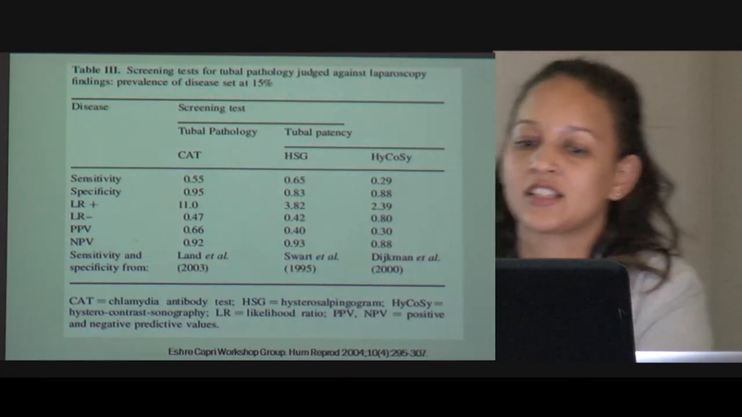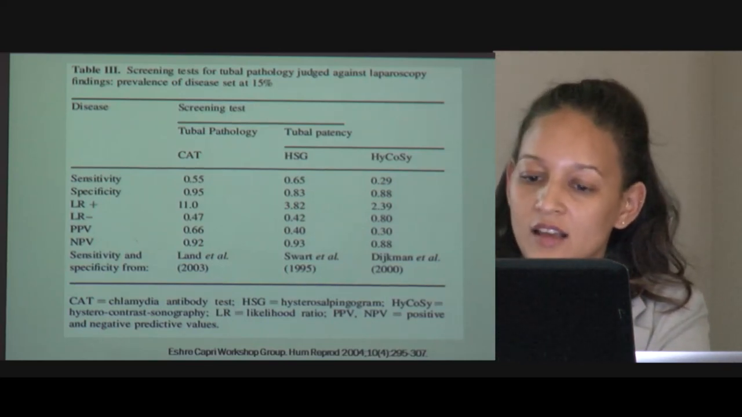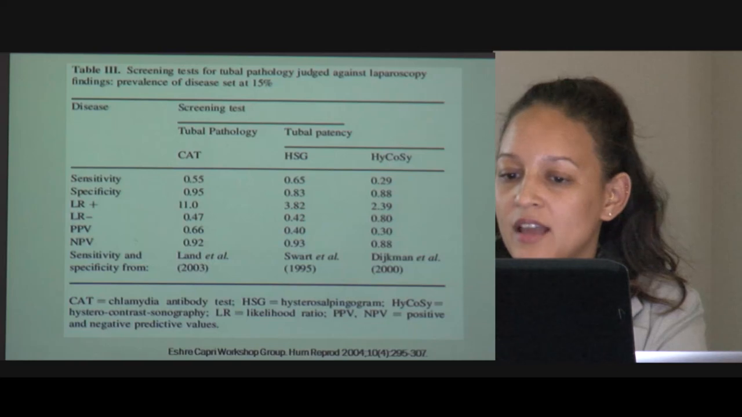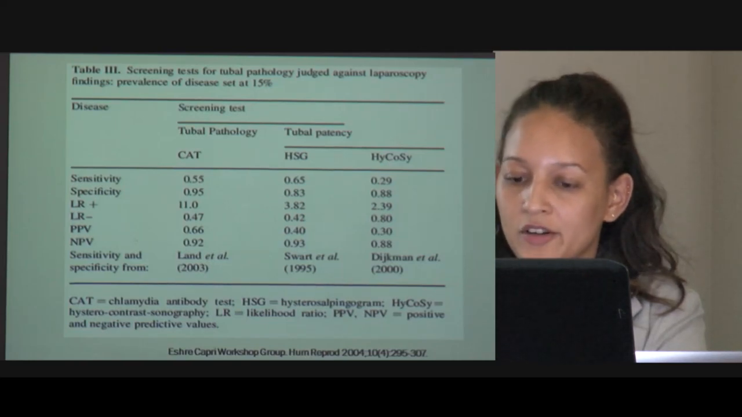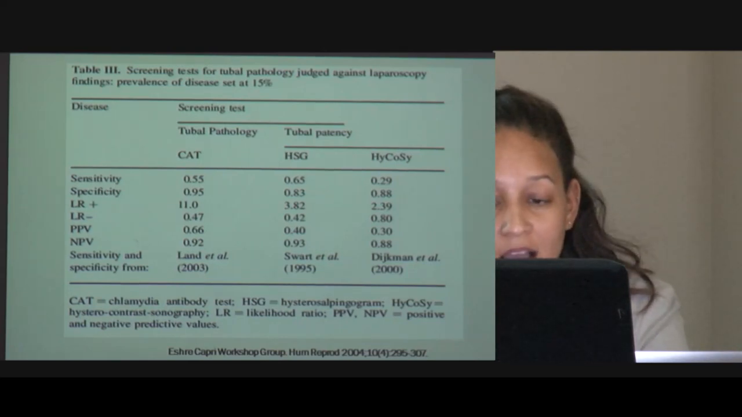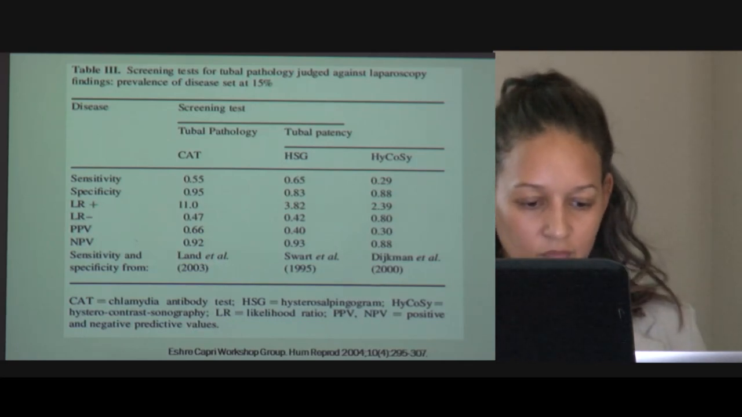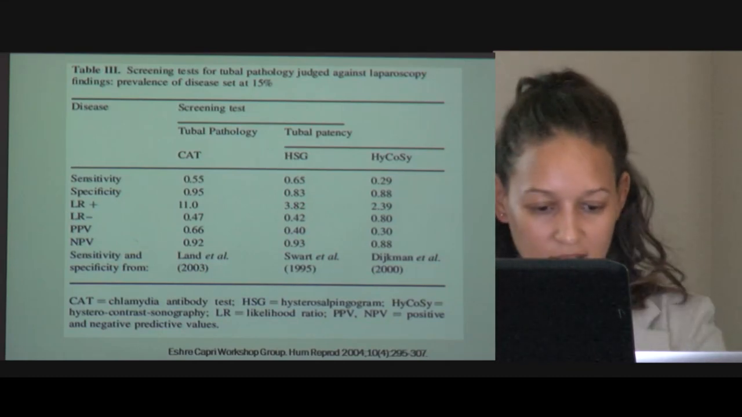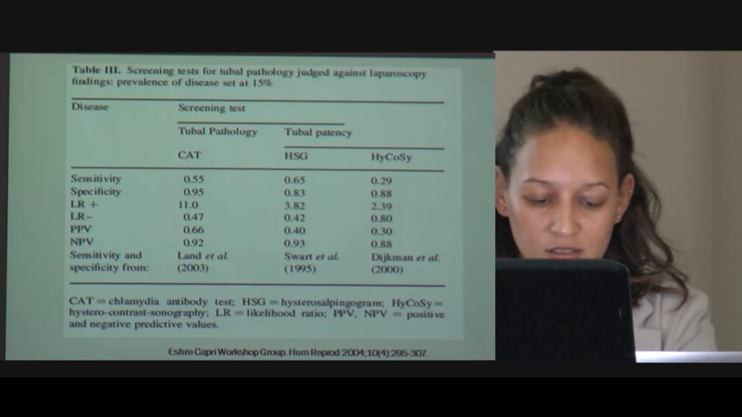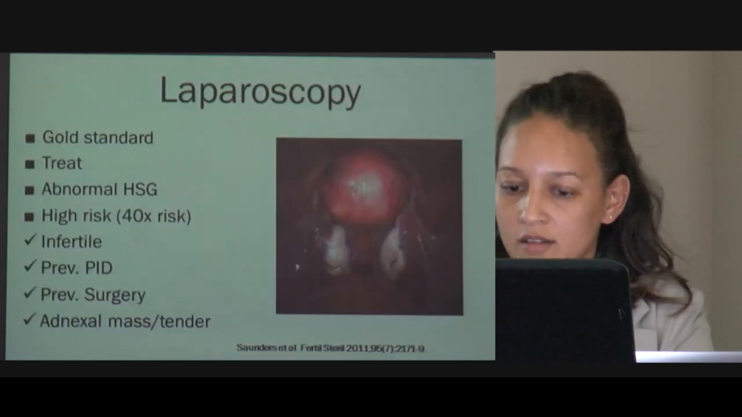This is just a table showing screening tests for tubal pathology judged against laparoscopic findings, and laparoscopy is the gold standard. So between HSG and hysterosonosalpingogram, HSG specificity and sensitivity is better. Whereas the role of chlamydia antibodies in the evaluation of infertile women has not been clearly defined, and these serological tests may be more suitable as screening tests warranting further investigation.